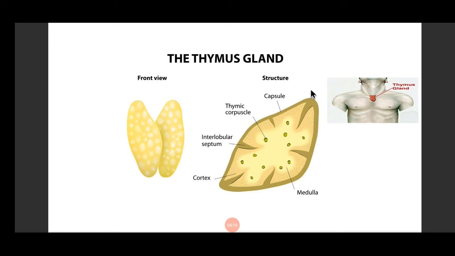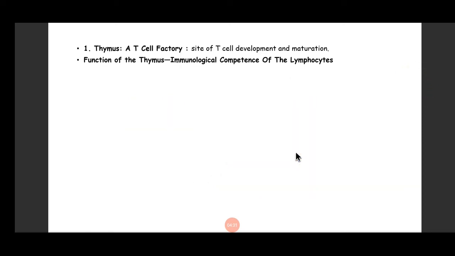Thymus is a gland which is found in the thorax, just in front of the heart, and it has a capsule, outer cortex, inner cortex, and medulla. And this is the gland or immune organ which is responsible mainly for the development of T lymphocytes, or T cell development and their maturation.